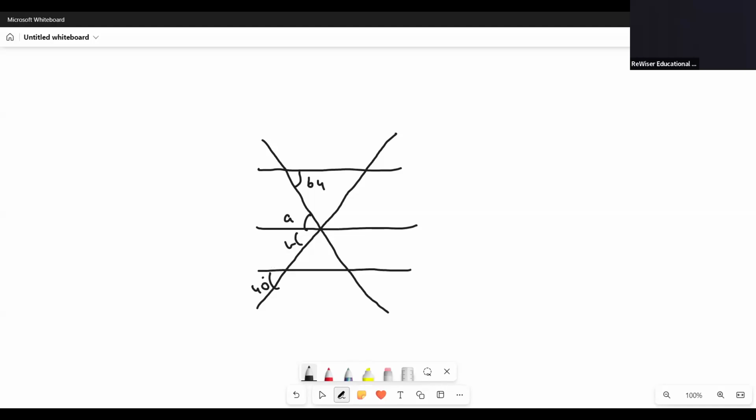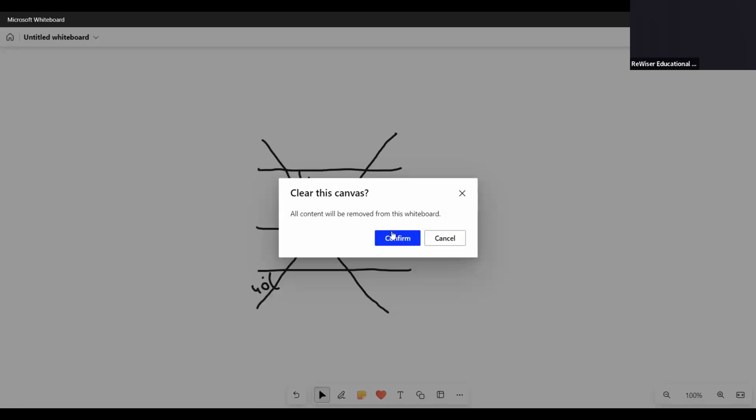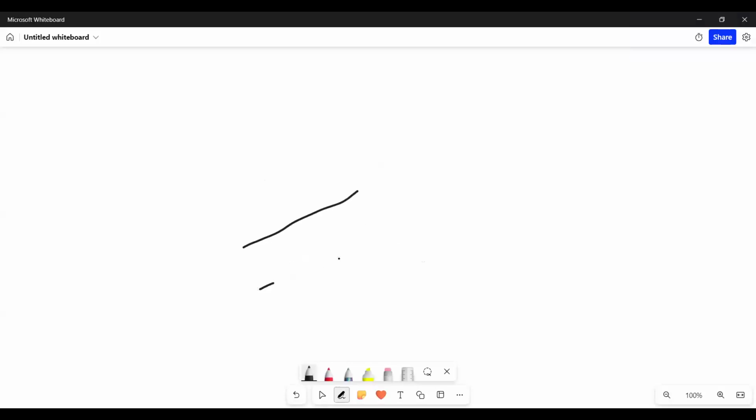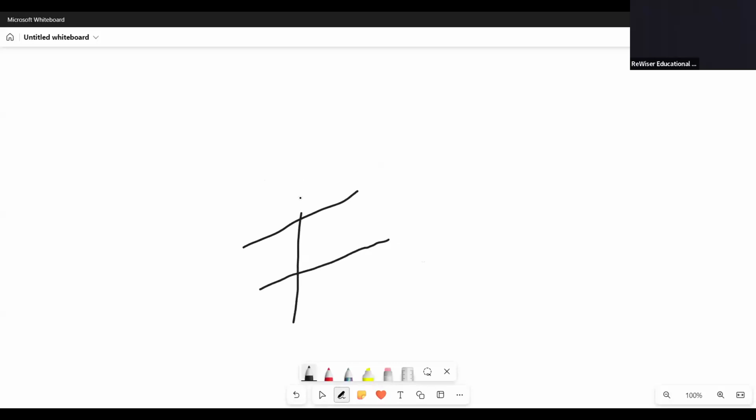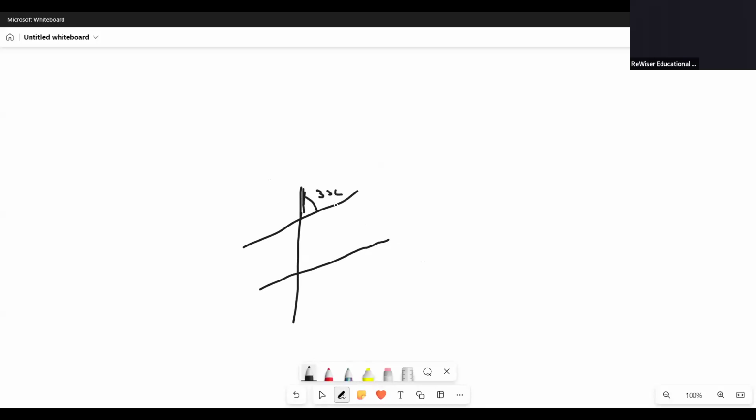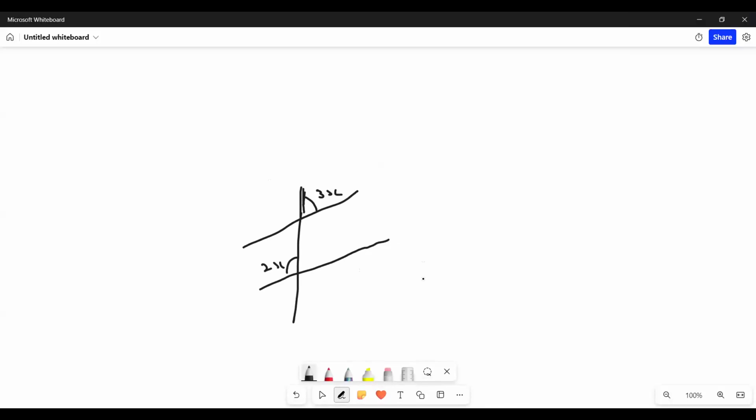Okay, if I ask you a question like this, let's check this out. This is my question. I just thought of it, so I'm putting it up here. Let there be two parallel lines, right? And a transversal is cutting them, right? If I say that this angle is 3x, and this angle is 2x, what should be x then?